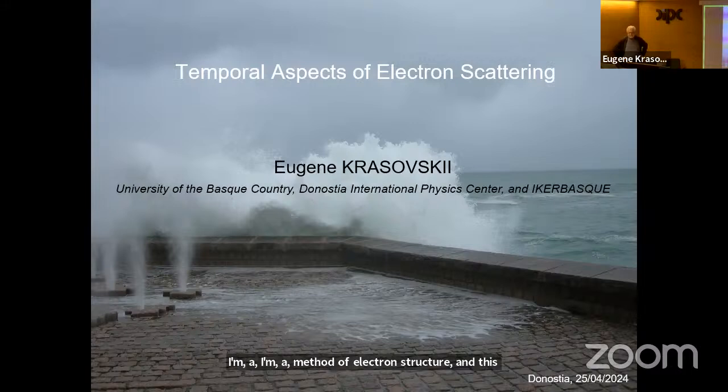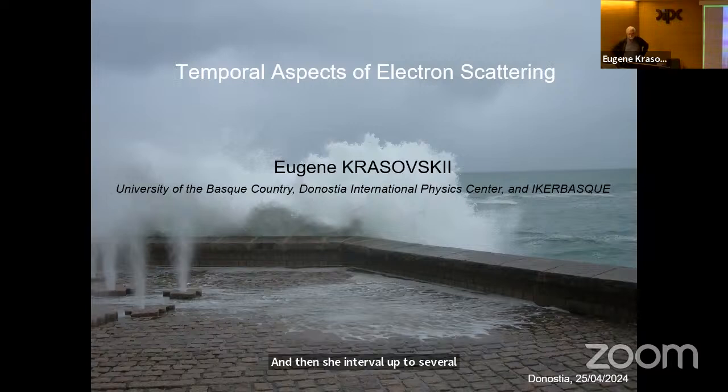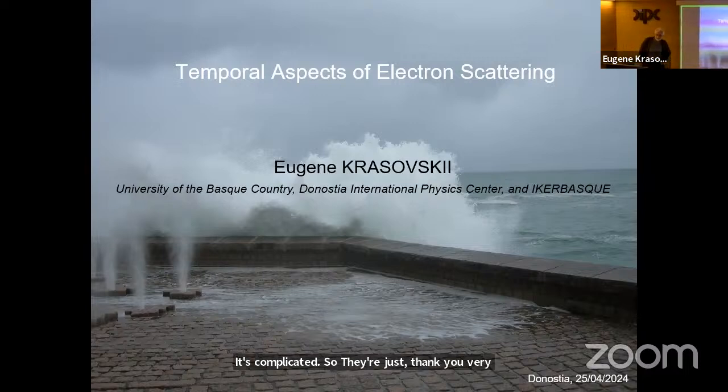For example, it can compute asymptotic Wigner-Smith delay time for electronic states in the energy interval up to several hundred electron volt above Fermi surface. Very technically complicated task. So let us. Thank you very much, Roman, for the introduction.